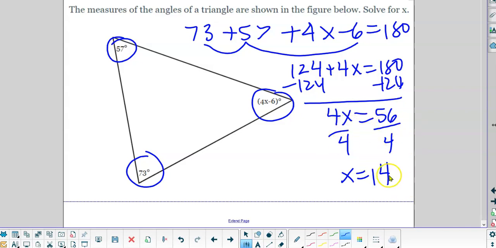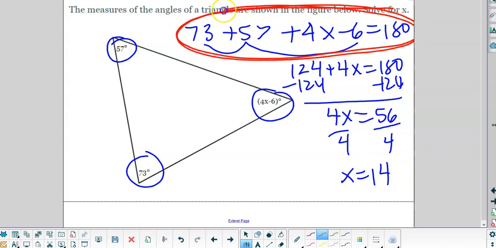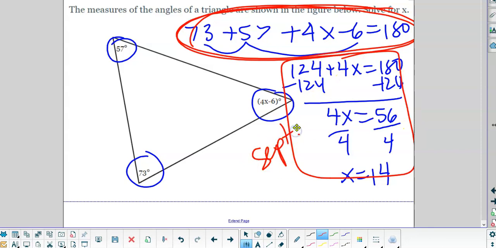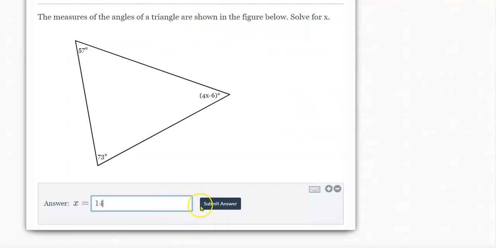So use your calculator to help you here. I know I'm going kind of fast, but the only thing I really want to focus on with you is learning how to set up the problem. All of this we've been doing since September, so you should be an expert at this. It's setting up the equation that's new for you. All right, so let's take a look. The answer was 14. Let's see how we did.